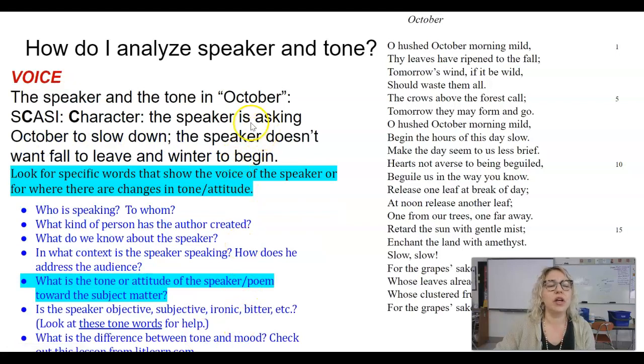In October, we found out as we looked at who the characters were that the speaker is asking October to slow down.